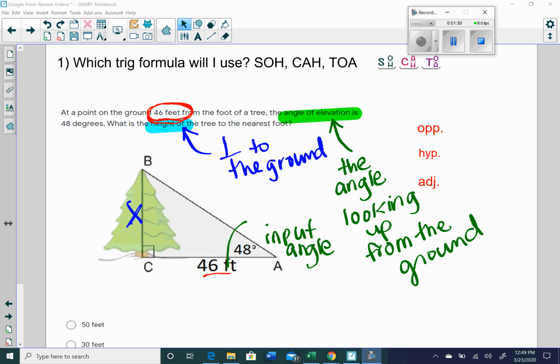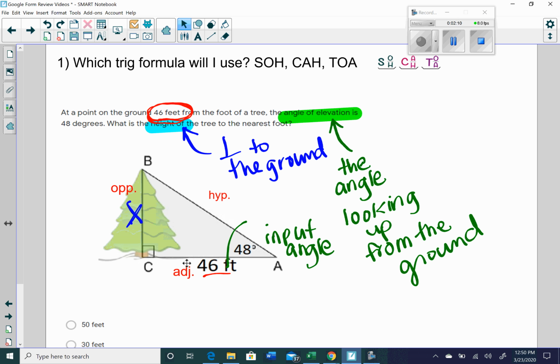In order to determine that, we're going to have to label our triangle. I always start first by labeling the opposite side. So go to the input angle and go across from it, and that opposite side happens to be the height of the tree. Next, I always label the hypotenuse. You always go to the right angle, which is where the height is perpendicular with the ground, and go across from it, and that will give you your hypotenuse. And finally, your adjacent side, you go back to that input angle, but you go next to it this time, and that happens to be the distance the tree is from the point you were looking along the ground.